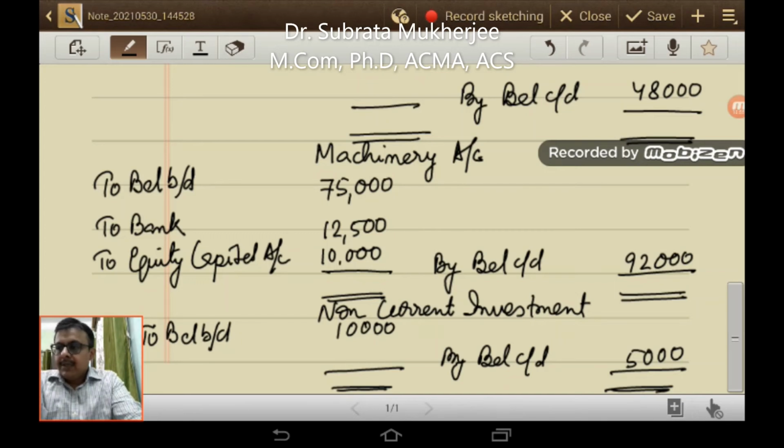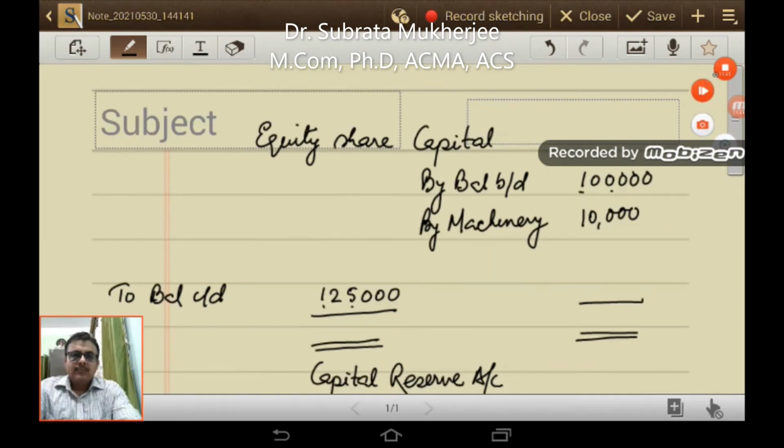The third item is machinery of another company purchased for a consideration of rupees 10,000 payable in equity shares. So the journal entry is machinery account debit to equity share capital 10,000. In the machinery ledger, I have placed it on the debit side to equity capital 10,000, and again on equity capital I have to place it to give the double entry impact. So in equity share capital account, I have written by machinery 10,000.